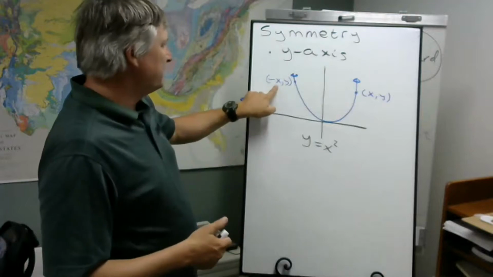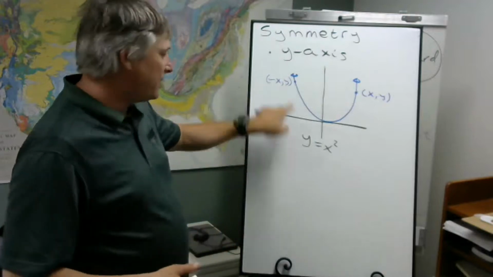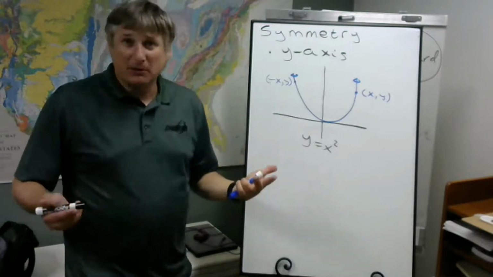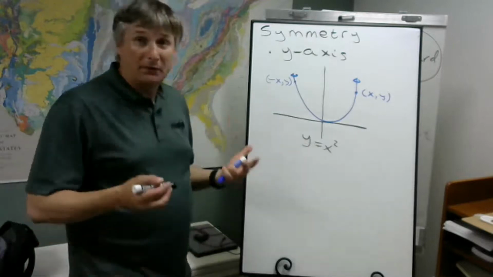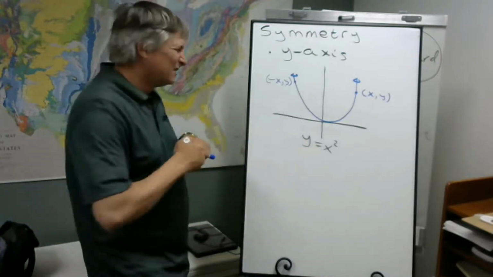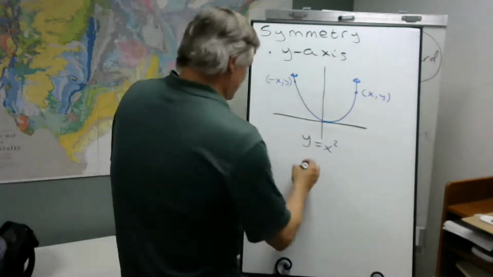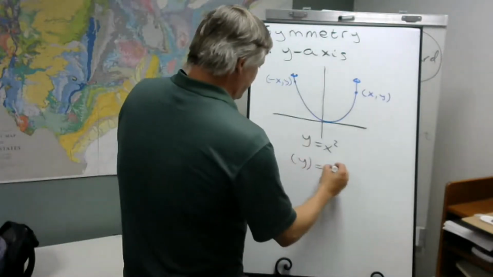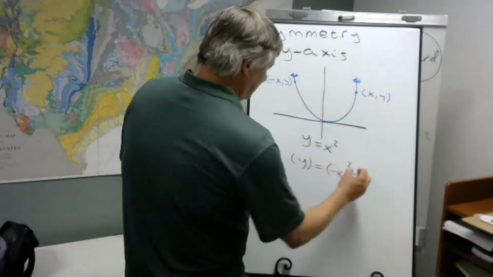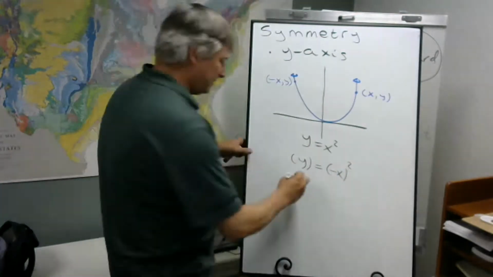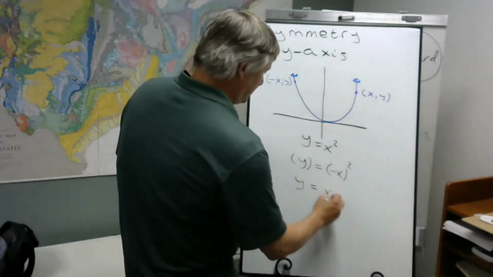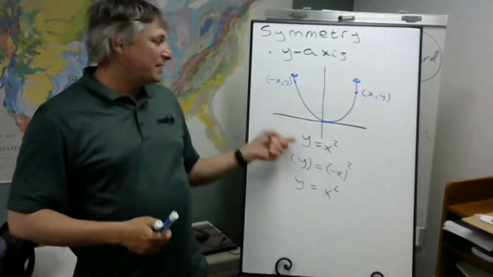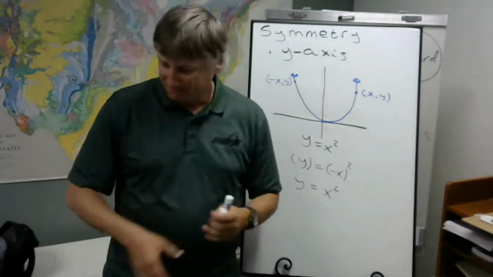If we plug negative x and positive y into this equation, does it simplify down to be the same equation? Does the equality still hold? Does anything change? Hopefully not. So plug in our positive y, and then we have our negative x. We square this, and sure enough, we get the same equation. So this point satisfies this equation.